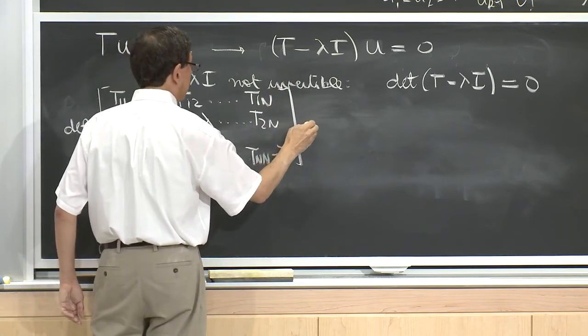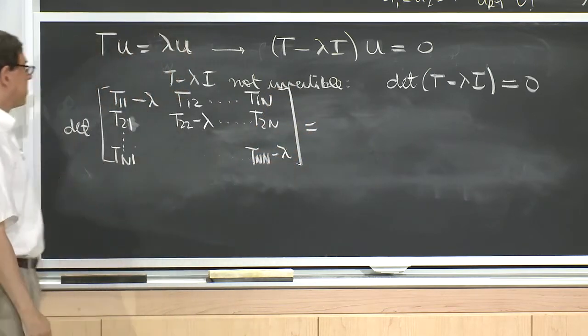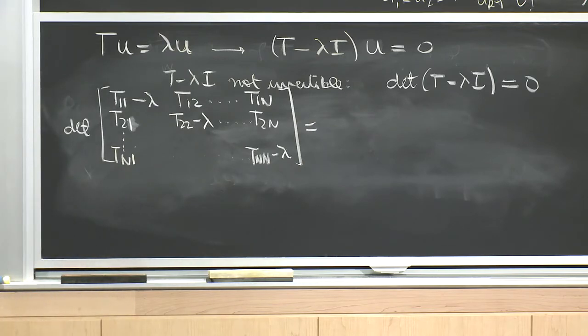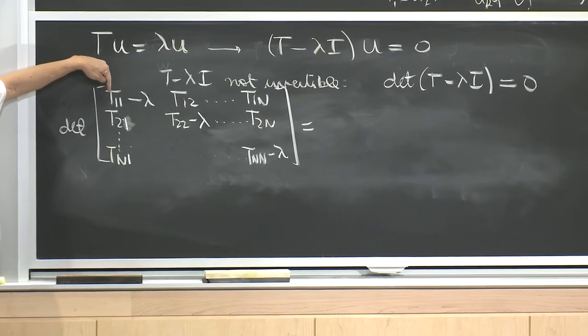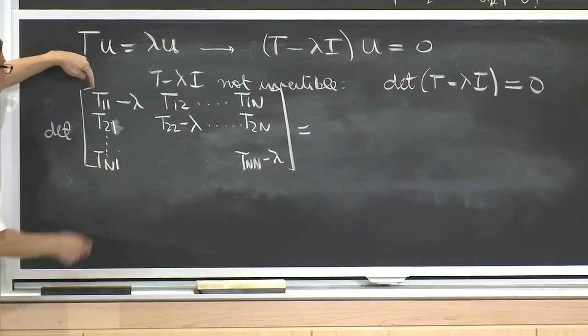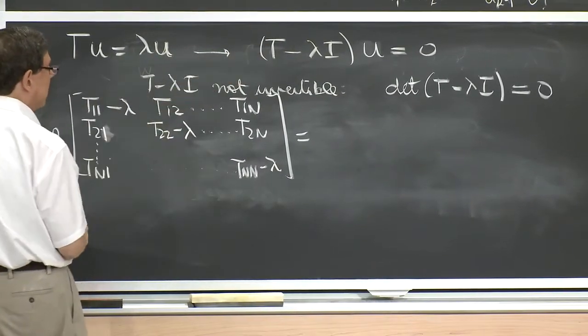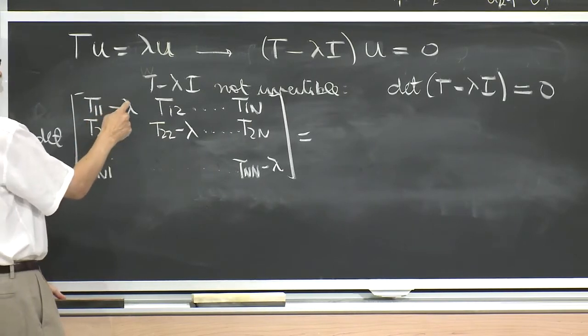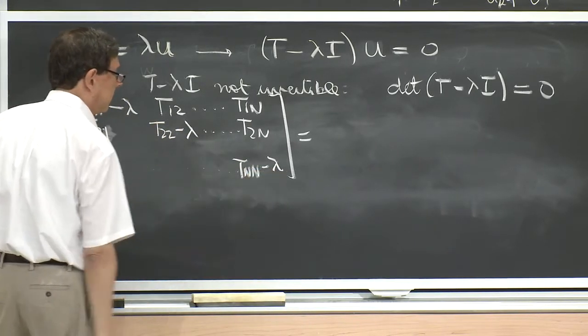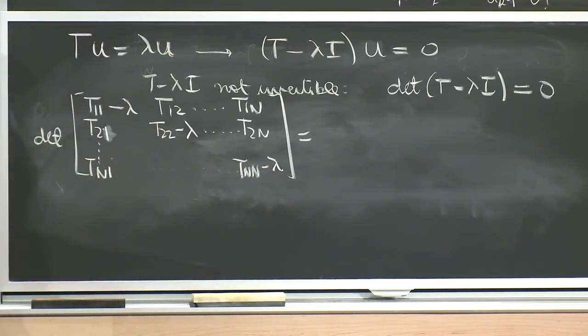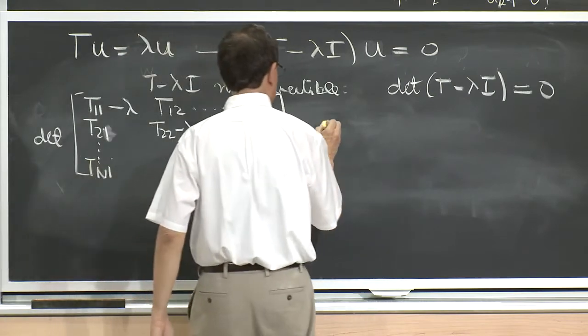And this should be 0. The determinant of this matrix. This is the matrix in which you have the T matrix, so everywhere you see T11, T12, minus lambda times the identity. That puts a minus lambda at every element in the diagonal. Now this determinant, you can call it f, is a function of lambda.